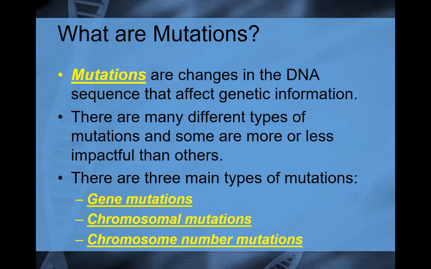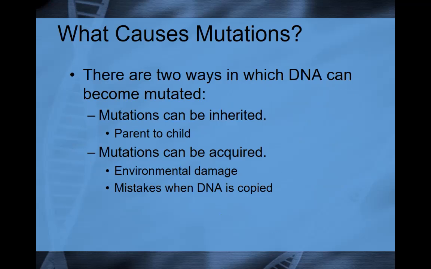All right, so what is it that actually causes these mutations to occur? Well, there are two ways in which the DNA can actually become mutated. Number one, you can inherit a mutation, so it came from your parents. This is going to be a mutation we'll talk about a little later that occurred during meiosis. Or two, you can acquire a mutation over the course of your life.